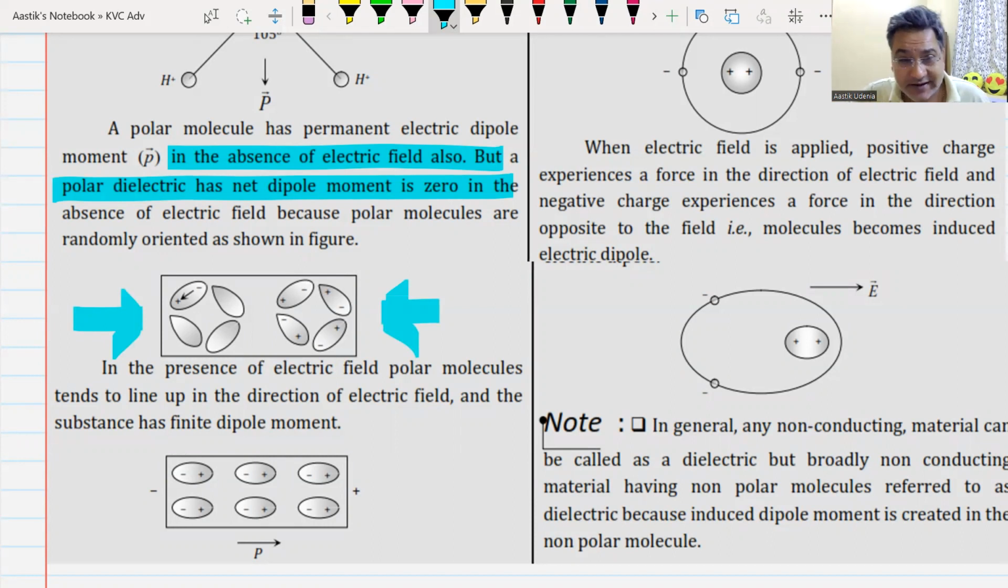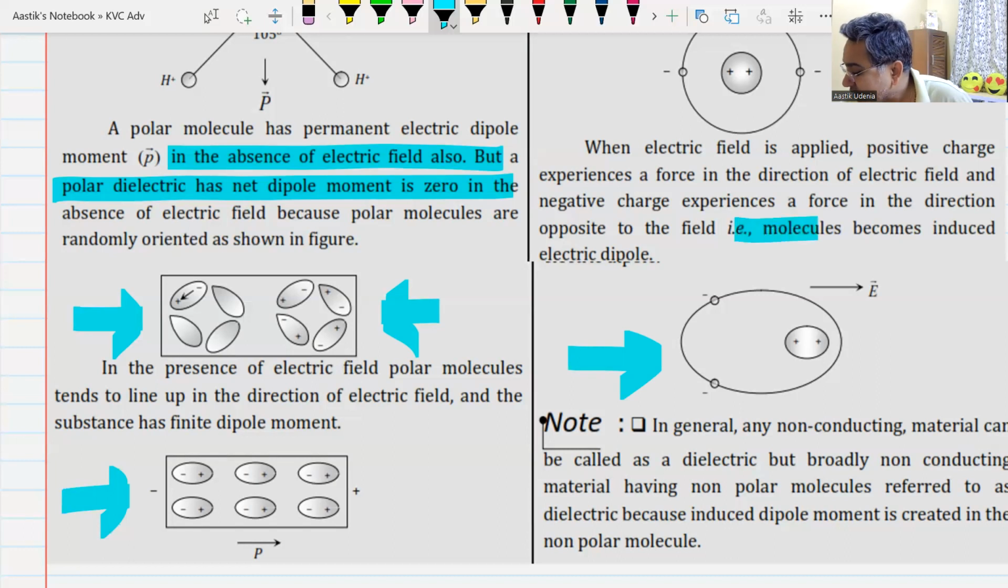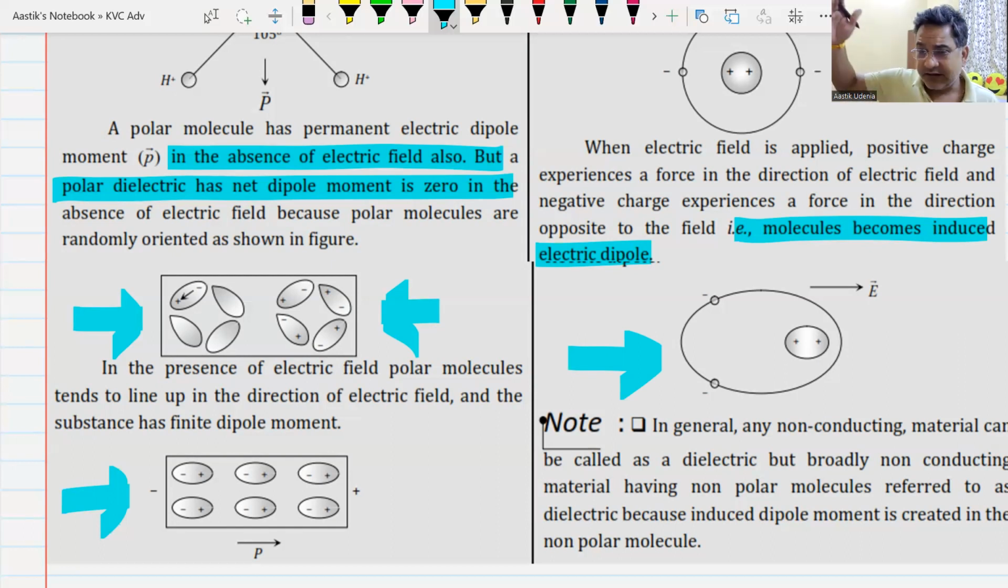But when an electric field is applied, whether it's a polar dielectric or a non-polar dielectric, there is a net dipole moment which is induced, and this phenomenon is known as polarization. Do we understand what I have said?